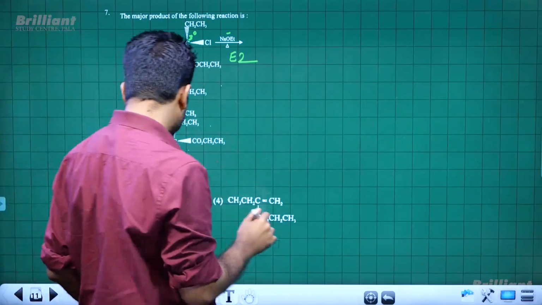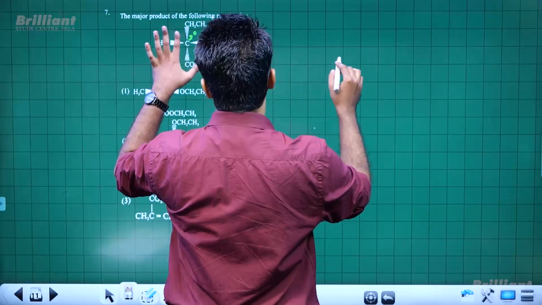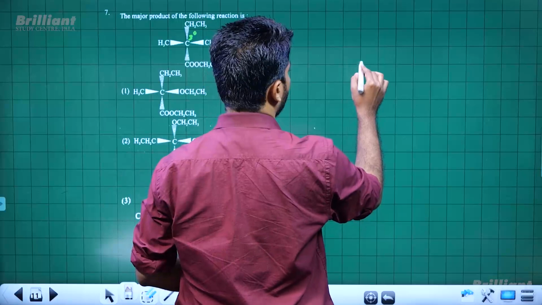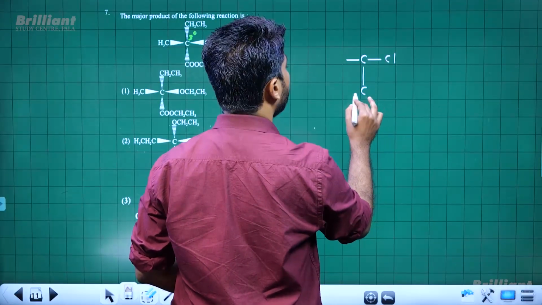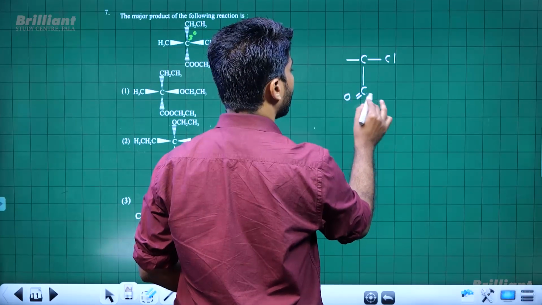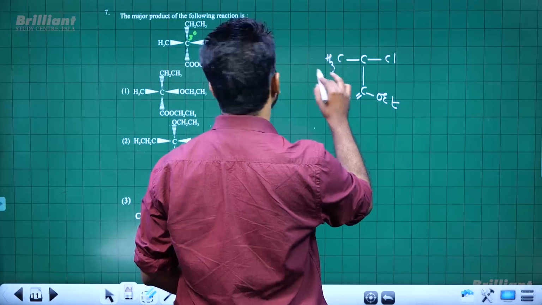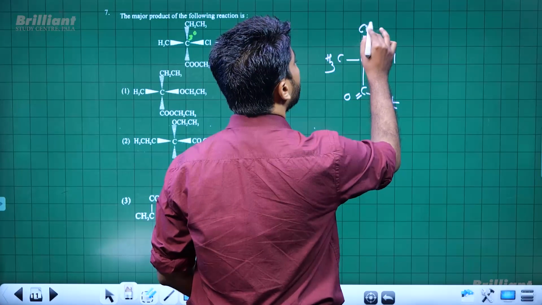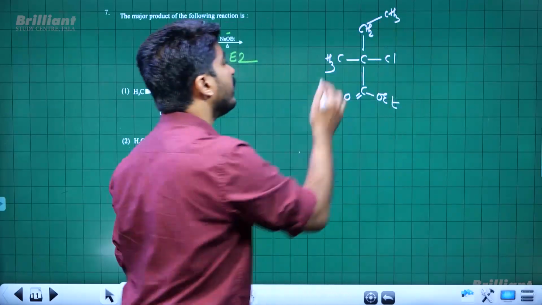Yes, so let's redraw the structure once again. Let me redraw it without using the wedge dash notations. C, Cl, CO, OEt, and CH3, CH2, CH3. Okay, this is the structure given.